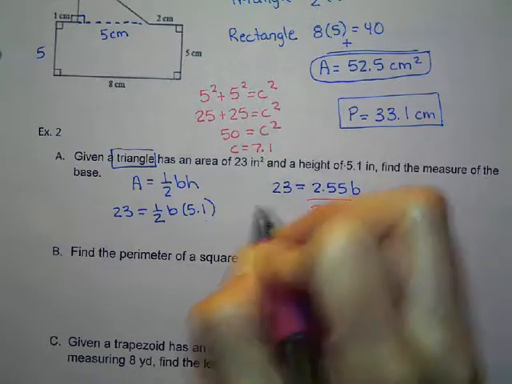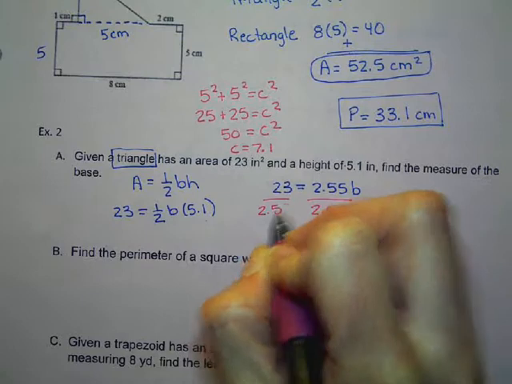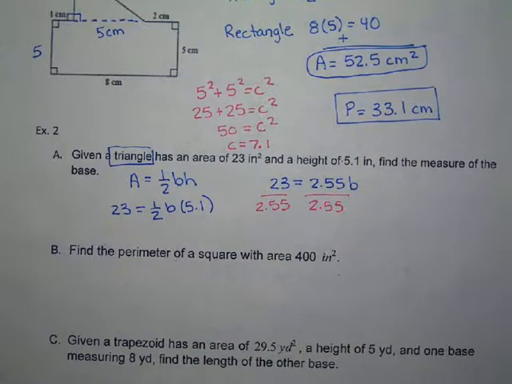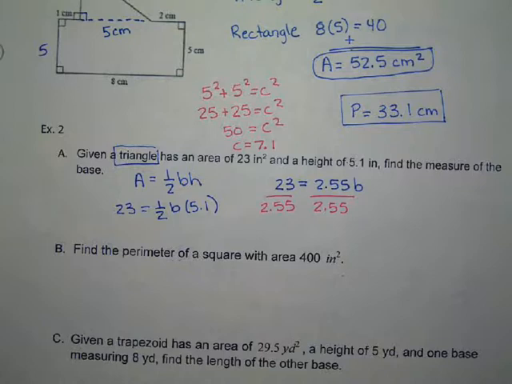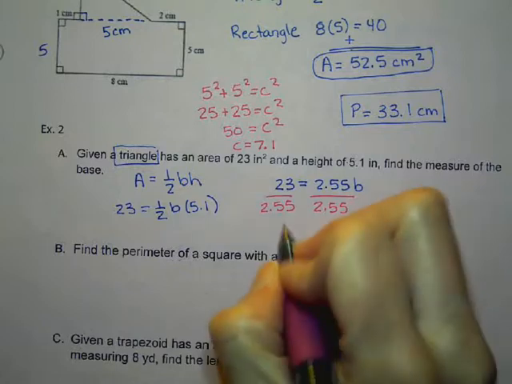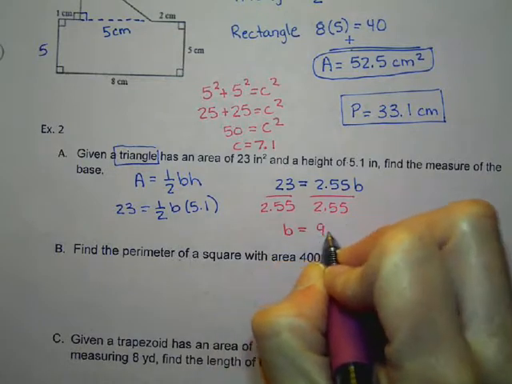23 divided by 2.55 comes out to about 9. I have 9.02. So if you wanted to say that's about 9, that would work also.